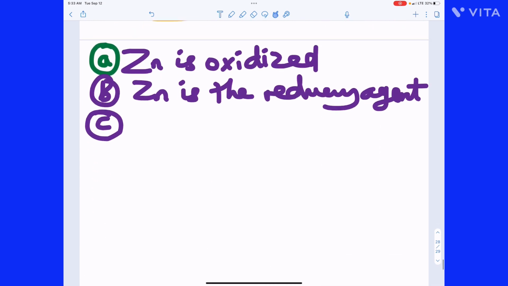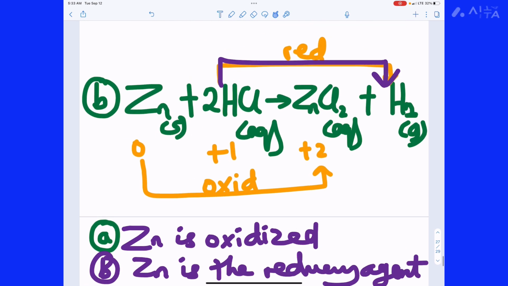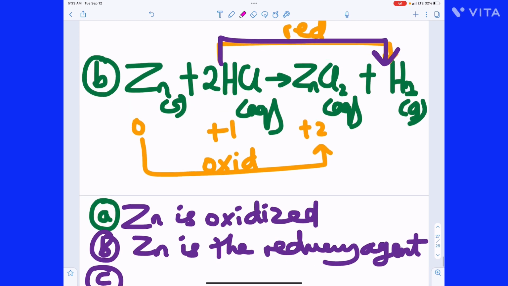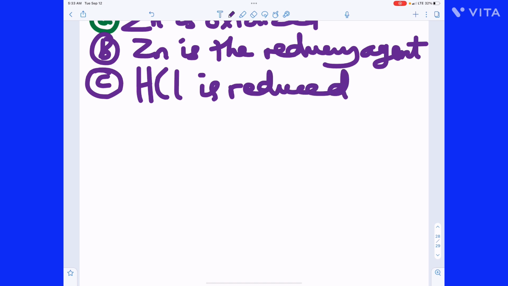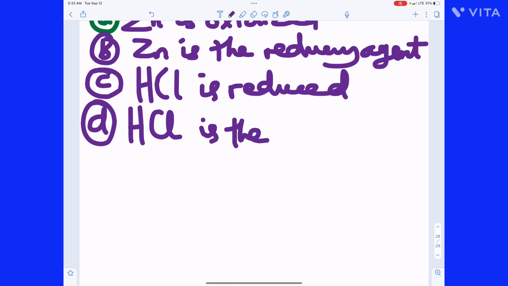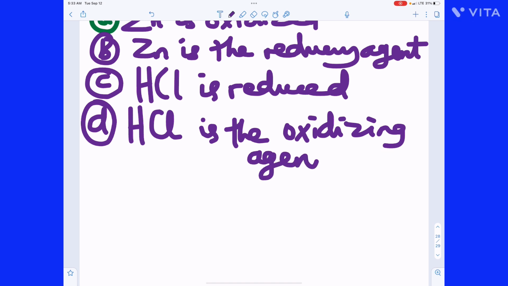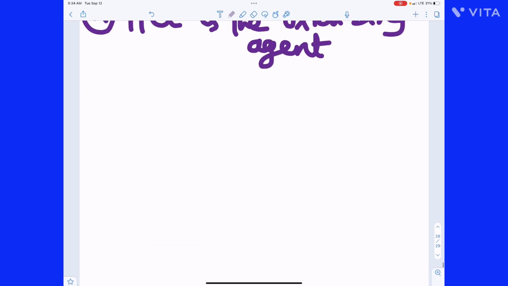But we are not going to say that hydrogen was the substance reduced. We will mention the whole substance. We won't just say hydrogen was reduced. We will mention that HCl is the substance reduced. So in our answer, we are going to write HCl is reduced. And D, the substance reduced is the oxidizing agent. HCl was reduced and HCl is the oxidizing agent.